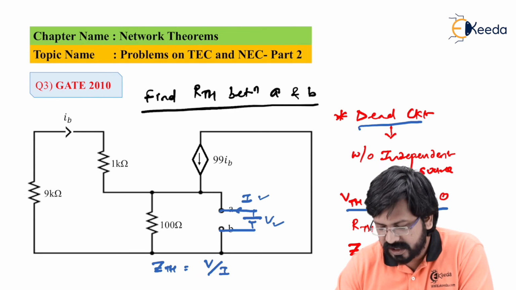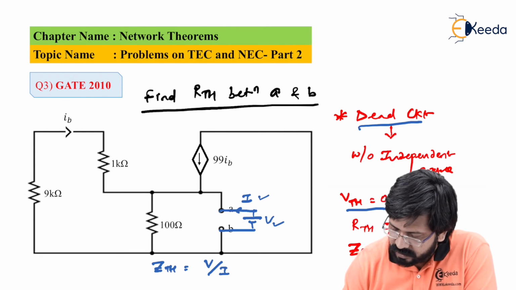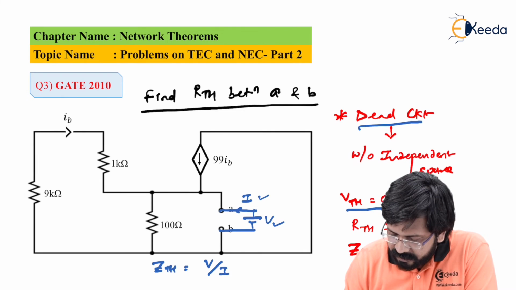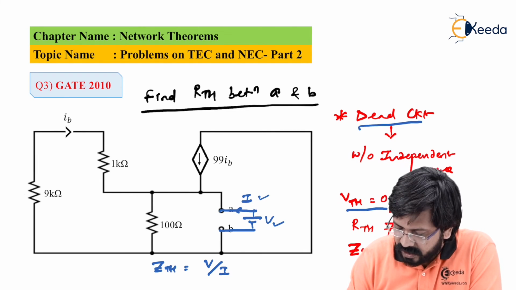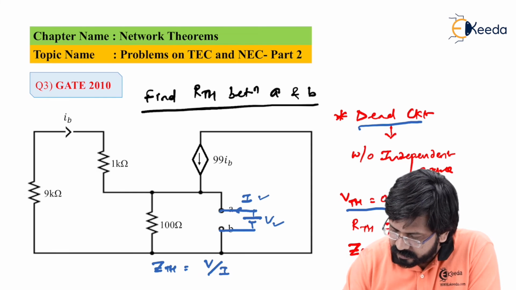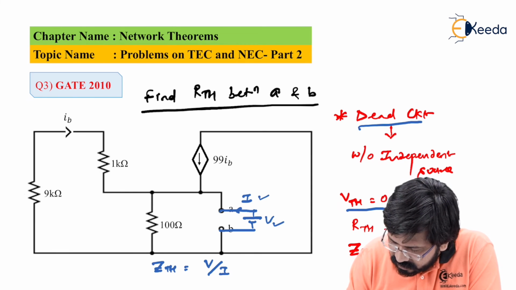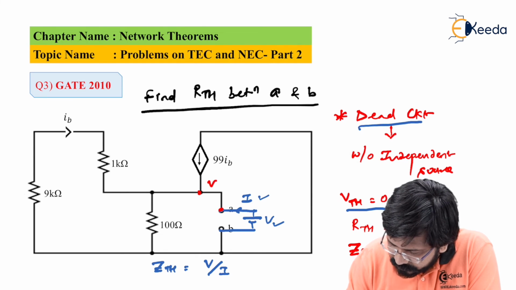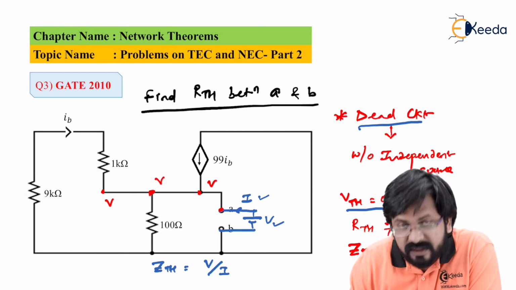Along with that, it is only having DC sources. So we can go for the V by I method. For that, we have to use the same point method again. Assuming this is V, this node and this node are the same point. So I'll say this is V point, this is also V point, and this is also V point.